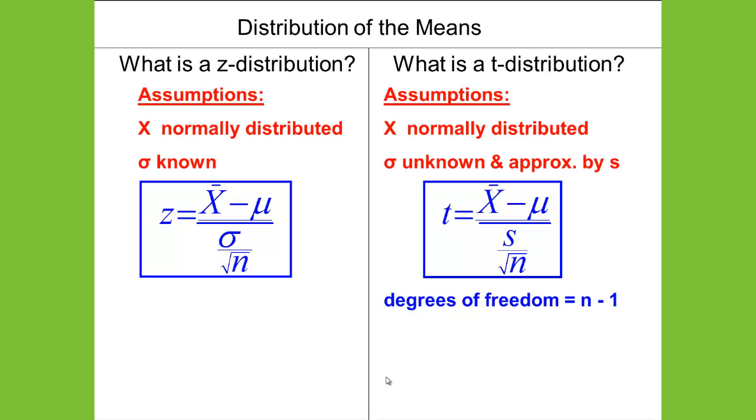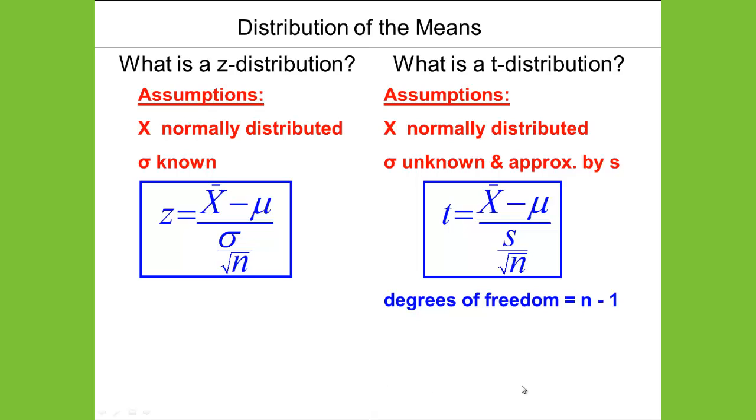Notice under the t-distribution we add a new phrase, degrees of freedom. Degrees of freedom is n minus 1. And if you're looking for someone to explain to you the deep mathematical proof of what degrees of freedom are, you've looked to the wrong video. I'm going to show you how to use degrees of freedom, but I'm not going to give you the explanation of them. That is not really necessarily a hard thing, but it gets a little complicated. And for our purposes, if you'll just go with it for now, it makes life a little easier as we present this new material.